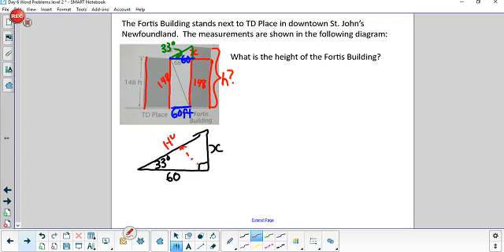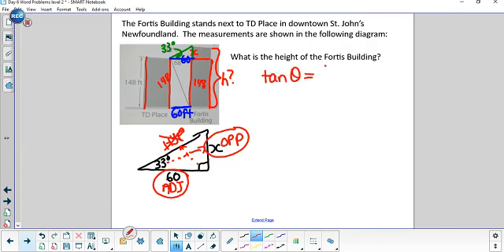Across from the 90 is our hypotenuse. Across from the angle is our opposite. And then adjacent is beside the angle. Hypotenuse is not going to help us here. We're looking for the opposite. We are given the adjacent. So we are going to be using tan. Tan is opposite over adjacent. We know that the angle is 33. Our opposite side is x. Our adjacent is 60.